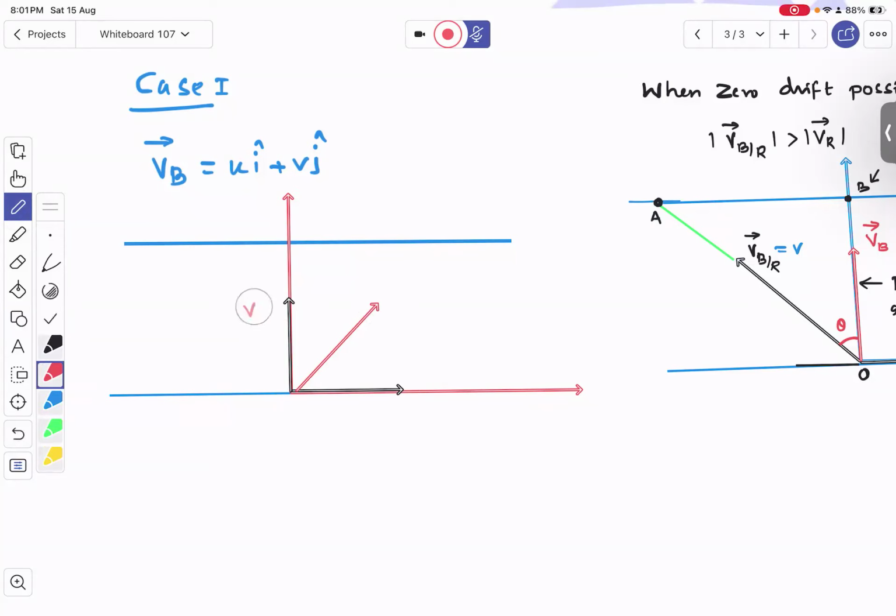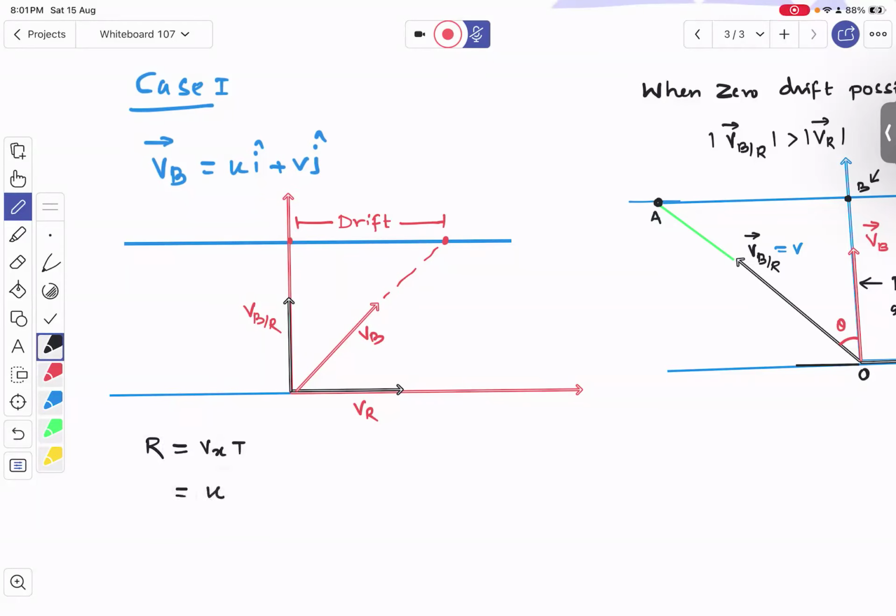So this is our VBR, this is our VR, and this is our VB. Drift is the total displacement along X, analogous to the range of a projectile. For the drift we use the symbol R, which will be the velocity along X into the time to cross the river.